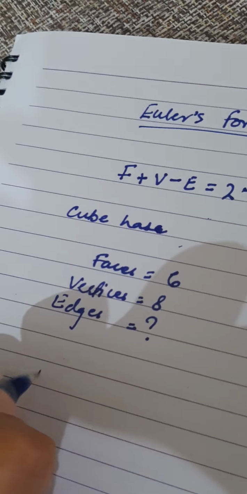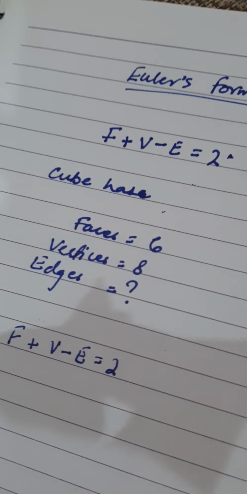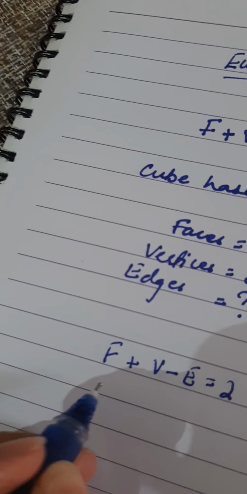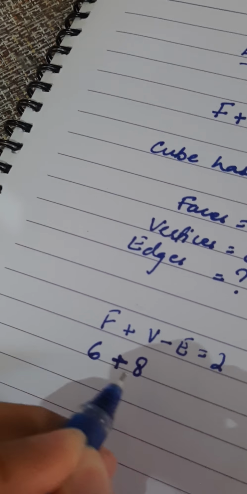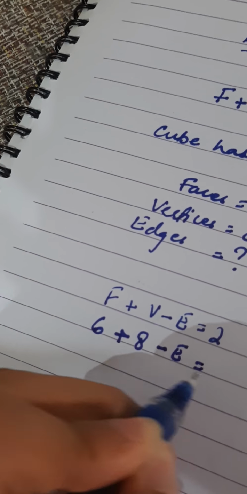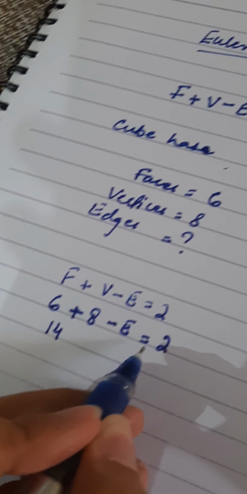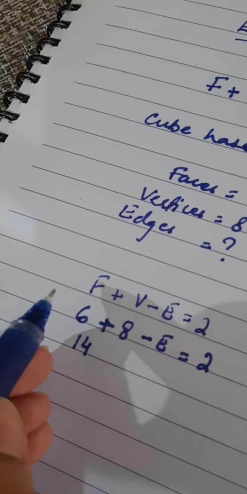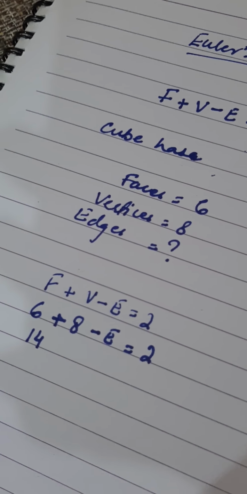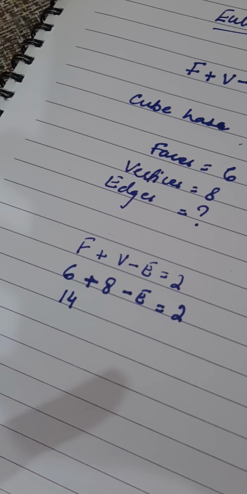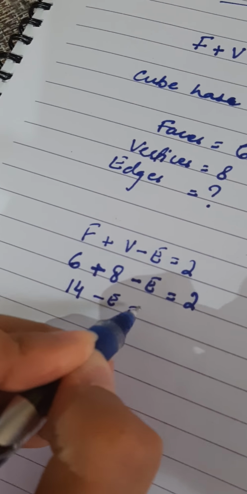So, faces plus vertices minus edges equals 2. Now let's do this. Faces 6, vertices 8. We don't know the edges, so we are going to write E. 6 plus 8 is 14. Since here is one equal sign, I'm not writing the equal sign on the left of the solution, because there can be only one equal sign in one step in a mathematical solution. So 6 plus 8 is 14 minus E equals 2.